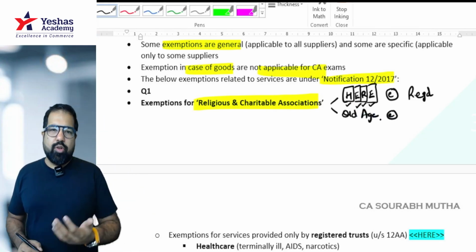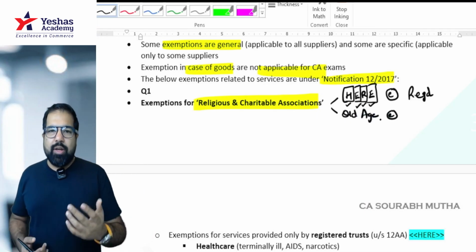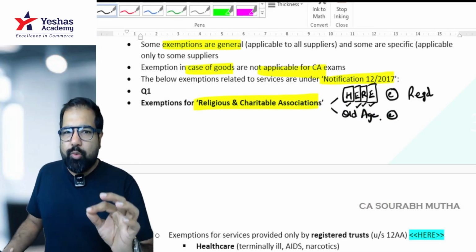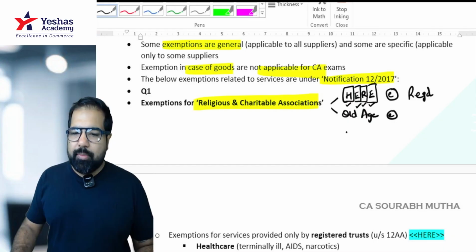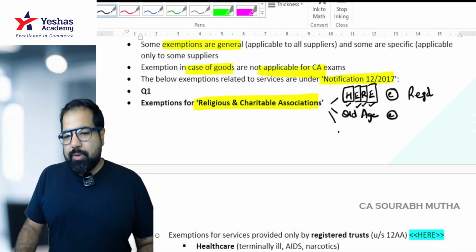But there are 2 conditions. Of course, old age should be for people who are 60 years or more. And second, the amount that you collect should be only up to 25,000 per month. Only then it will be completely exempt. What else is exempt? Yoga camps.